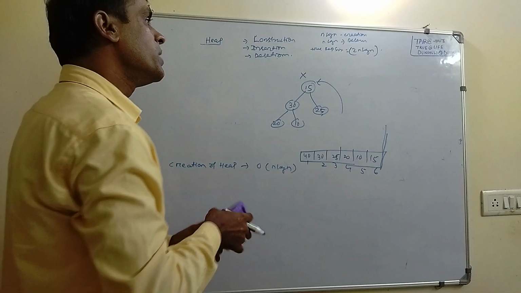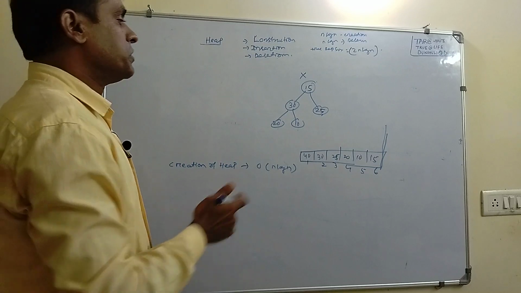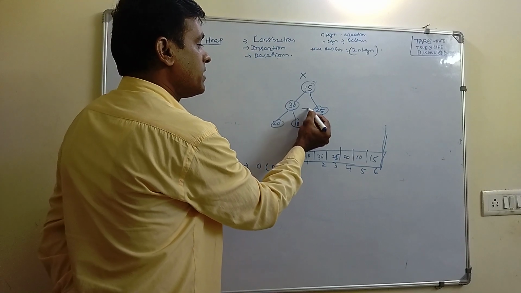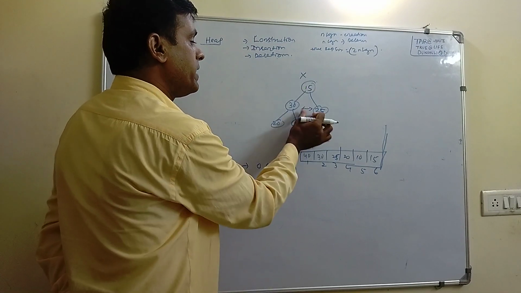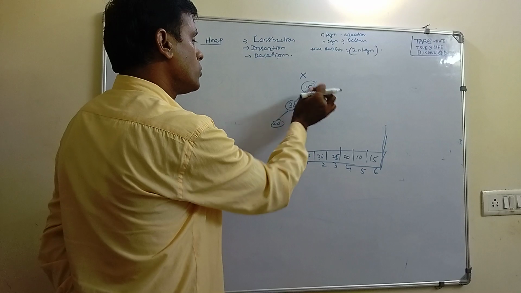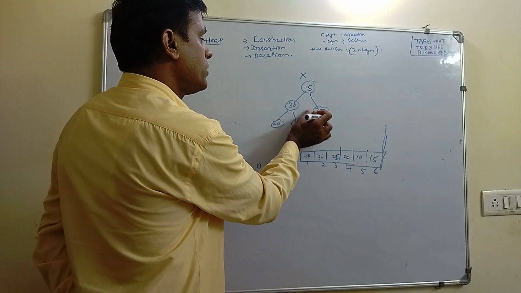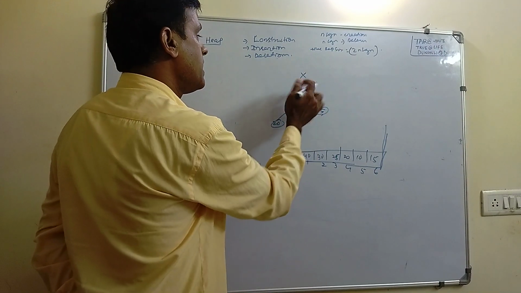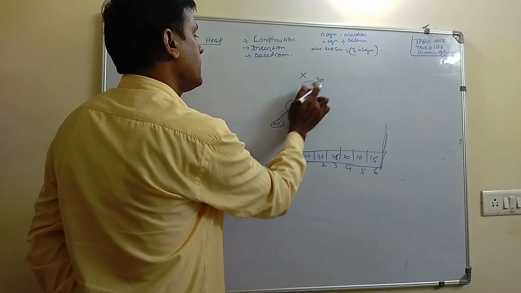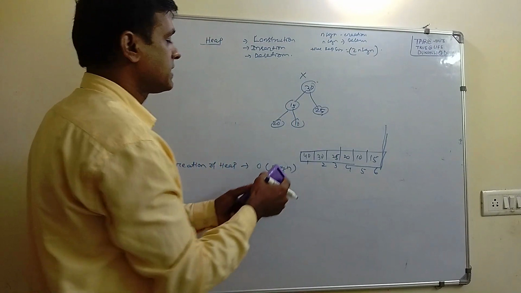After that, what you have to do? You have to go for adjustment, going from top to bottom. That means 30 and 25, who are the children of 15, you have to compare to see who is bigger. If it is a min heap, the smaller one will go up. As it is a max heap, the bigger element will come to the root. So between 30 and 25, 30 is bigger, so 30 will be replaced here and 15 will come here. After that, my representation will be changed.